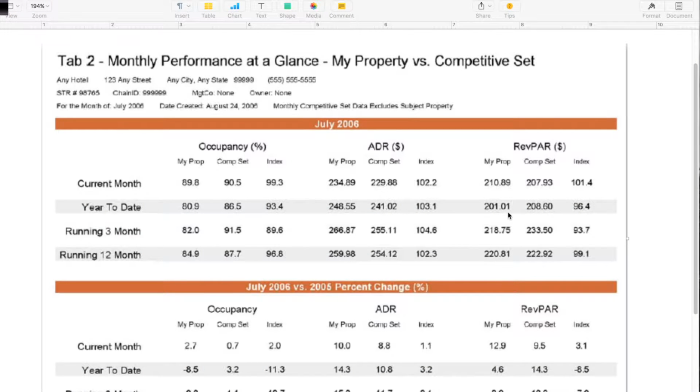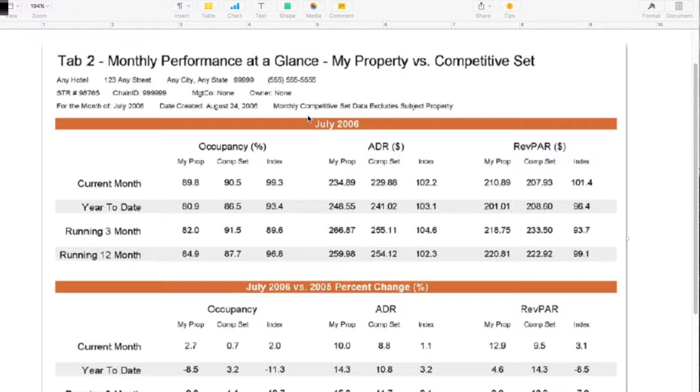We're going to discuss the monthly performance tab of the monthly STAR report. The monthly performance at a glance is a summary of your hotel's performance against a competitive set for 4 different time periods, which are current month, year-to-date, running 3 months, as well as running 12 months. Your hotel information will be populated here.